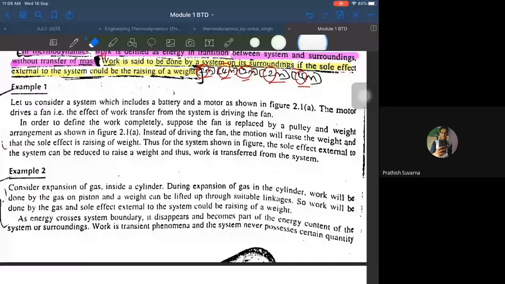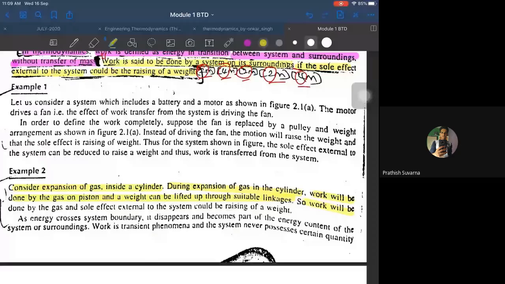Consider expansion of gas inside a cylinder. During expansion of gas in the cylinder, work will be done by the gas on the piston, and a weight can be lifted up through suitable linkages. So work will be done by the gas, and the sole effect external to the system could be raising of a weight.